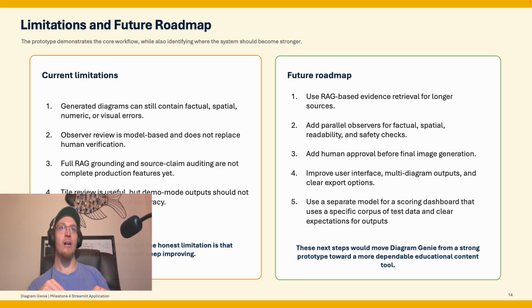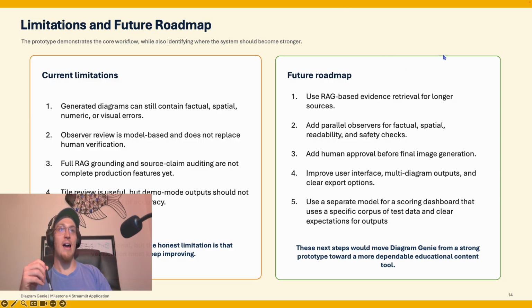Additionally, more observers could be used in order to focus on different roles, such as factual observers, spatial observers, readability observers, and a safety checking observer. All of these are very important, as I described, for safety and accuracy and grounding. And then, in the future roadmap, you just have to say that human approval should always be used for the final output. It should always be human guaranteed.